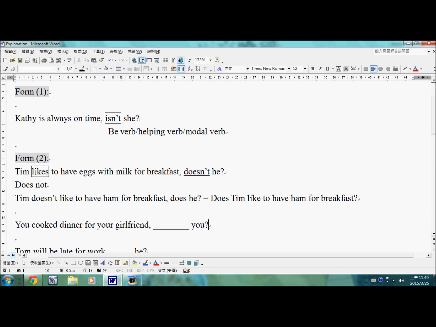And also, we have to look at the tense of the statement to decide what helping verb or be verb or modal verb we have to use in our question tag. In this case, this is present simple tense. Verb, we need the help of the helping verb. And the helping verb that goes with Tim in present simple tense is does. Positive, negative. So we say, doesn't he?